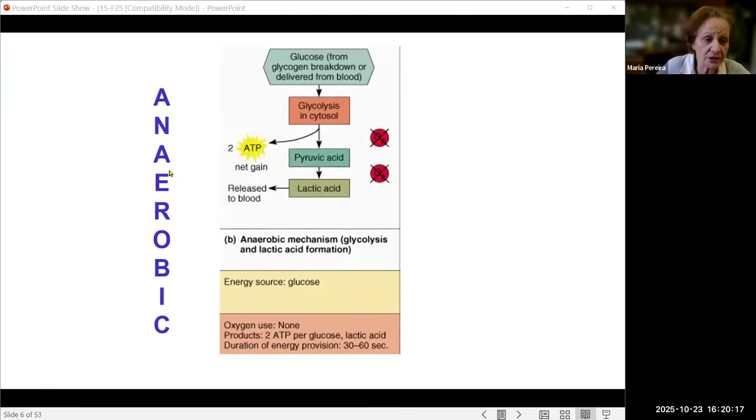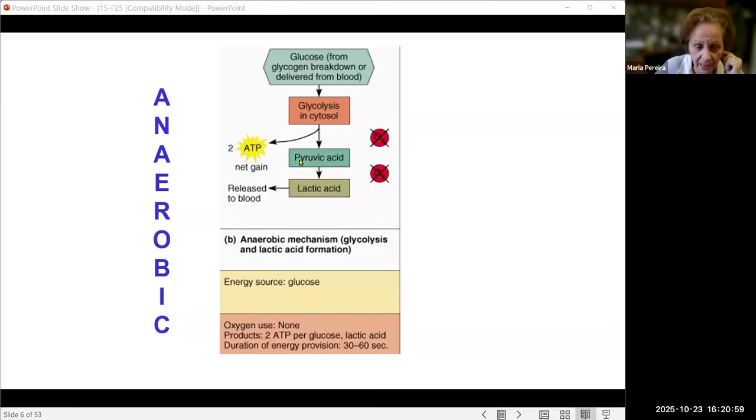Okay. So this is the anaerobic pathway. We talked about the phosphagen pathway, now the anaerobic pathway or mechanism. So you have glucose coming from glycogen, and then in the cytoplasm, the glucose goes through a cascade of reactions, where the end step is pyruvic acid. And you get 2 ATPs from one molecule of glucose. And there's no oxygen required here. That's why the oxygen is crossed out.